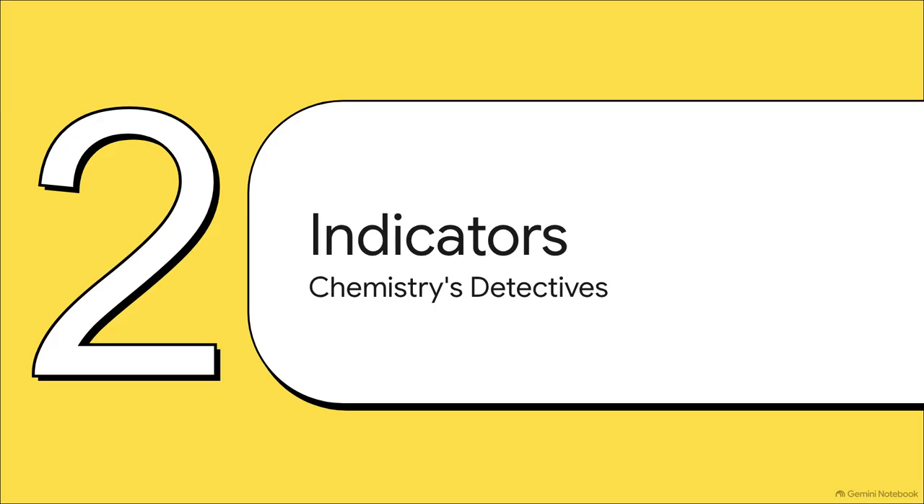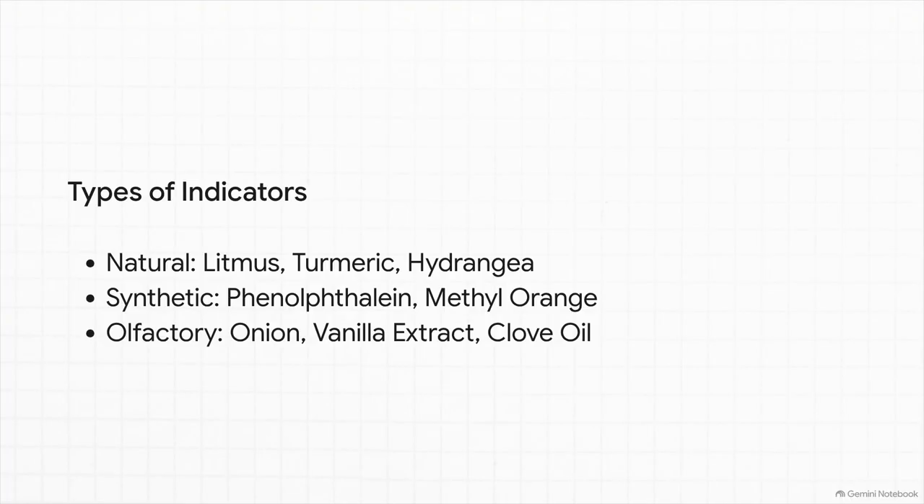Moving right along to section 2, indicators, chemistry's detectives. What's really interesting is that these chemical detectives, our secret agents, if you will, come in 3 distinct categories. First, we have natural indicators, which come straight from nature, like litmus, turmeric, and hydrangea flowers. Second, we have synthetic indicators. These are made by humans in a lab, like phenolphthalein and methyl orange. And finally, there are olfactory indicators. Olfactory relates to your sense of smell. These indicators change their scent to reveal hidden acids or bases. Common examples here are onion, vanilla extract, and clove oil.